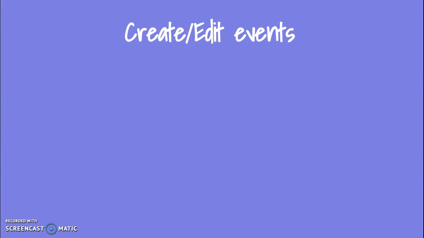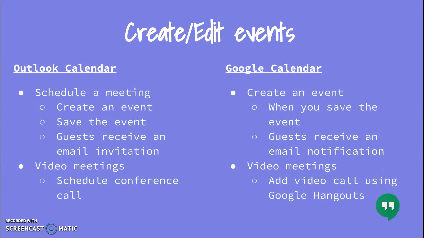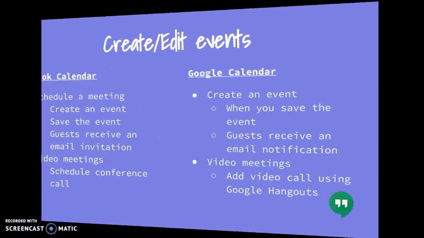We can create and edit events in the Outlook Calendar and the Google Calendar. Events can be done by scheduling a meeting in Outlook Calendar, creating an event, saving the event. When we do that, the guests receive an email invitation. We can schedule a conference call by setting up a video meeting. And in Google Calendar, we can create an event, and when we save the event, our guests also receive an email notification. We set up a video meeting in the Google Calendar by adding a video call using Google Hangouts.